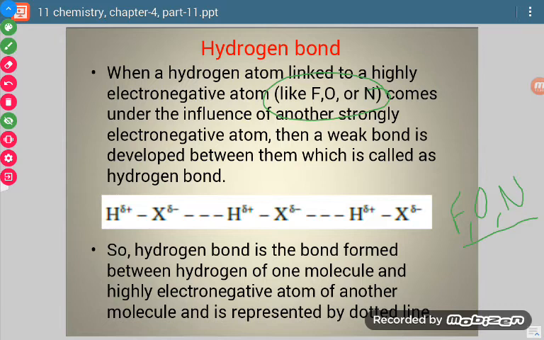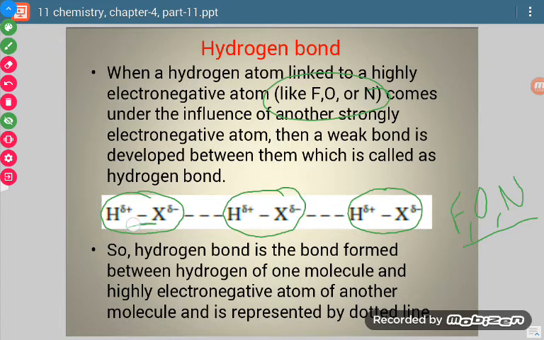Now when a hydrogen atom linked to a highly electronegative atom comes under the influence of another strongly electronegative atom, then a weak bond is developed between them, which is called hydrogen bond. Now see, this is one molecule, this is another molecule, and this is another molecule. Now in this molecule there is presence of hydrogen and electronegative atom.